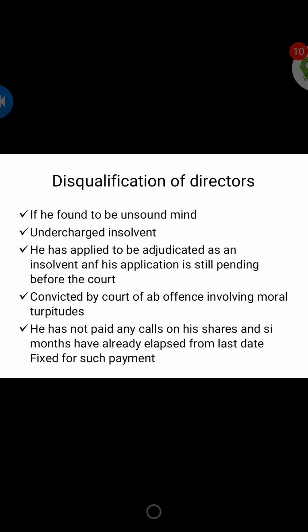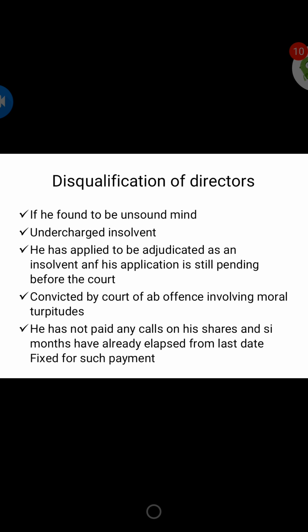The next topic is disqualification of directors. What is this disqualification? Section 274 provides that a person shall not be capable of being appointed a director of a company if he is of unsound mind, or is an undischarged insolvent, or has applied to be adjudicated as an insolvent and his application is still pending before the court, which means the court has not yet declared that the person is insolvent.